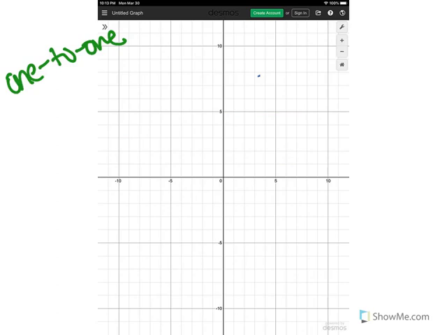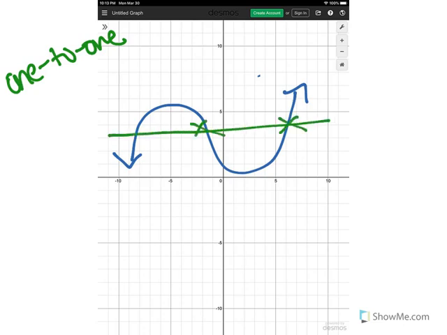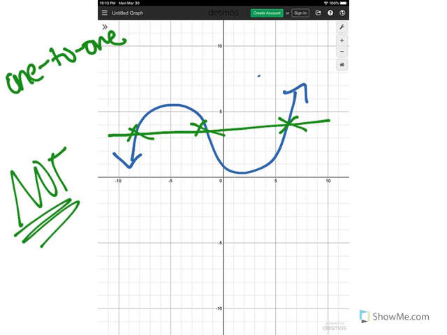And let's look at one more picture, and I'm just going to do a random squiggly line. It's not really a line, but a squiggly. And if we did that horizontal line test, you see that it will hit in multiple places. So this is not 1 to 1, which means it doesn't have an inverse.